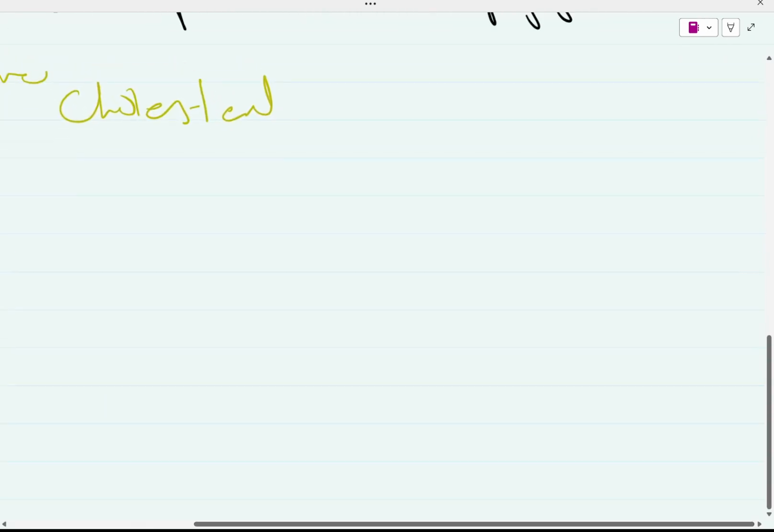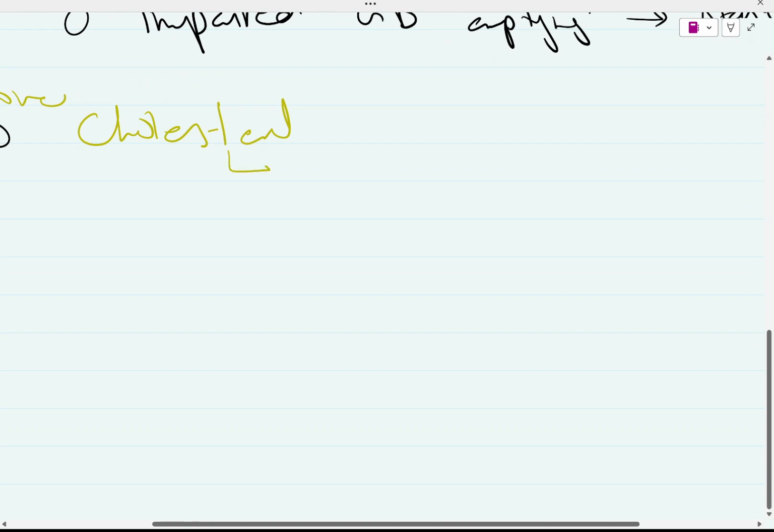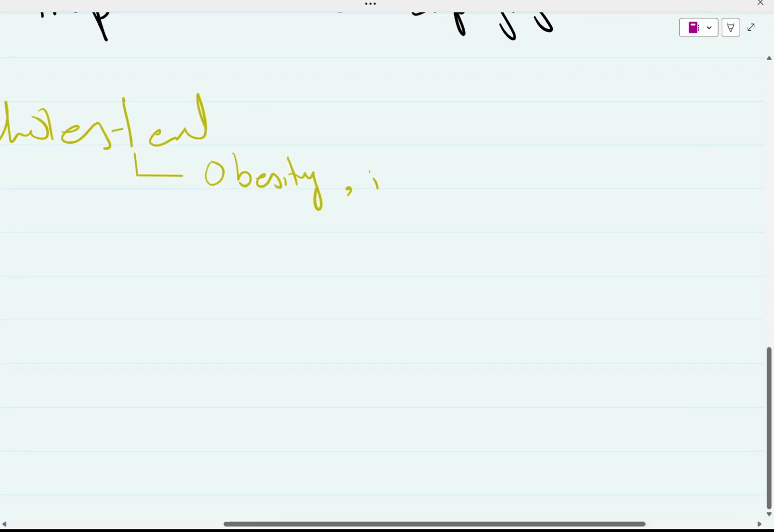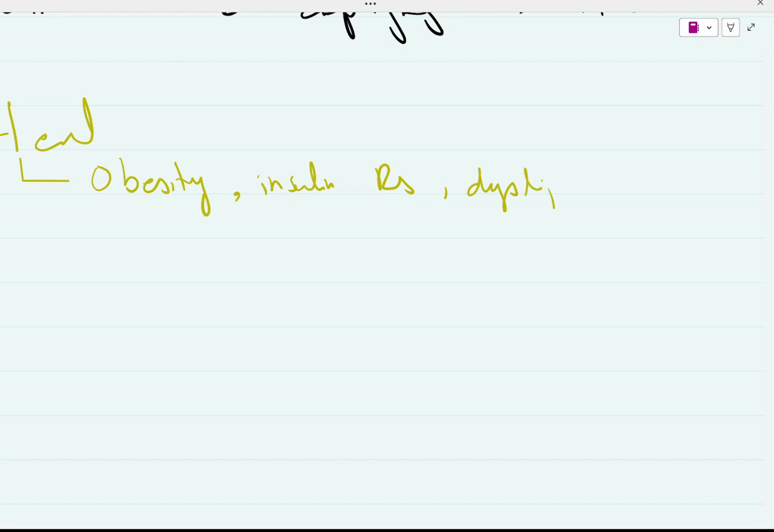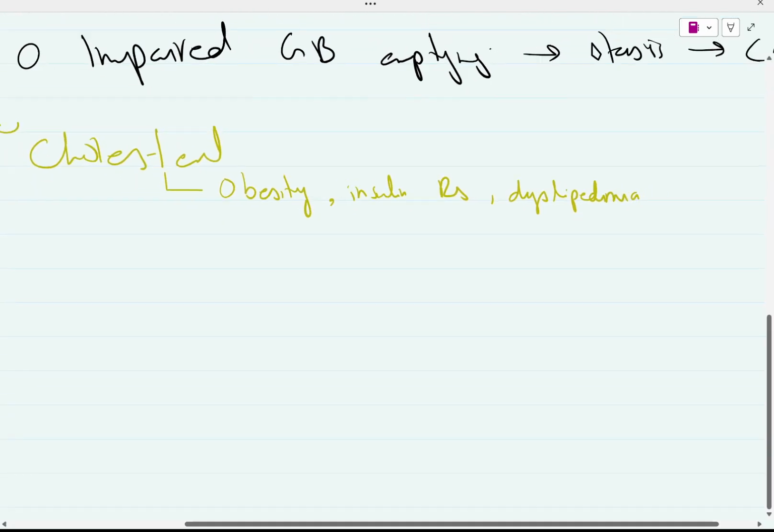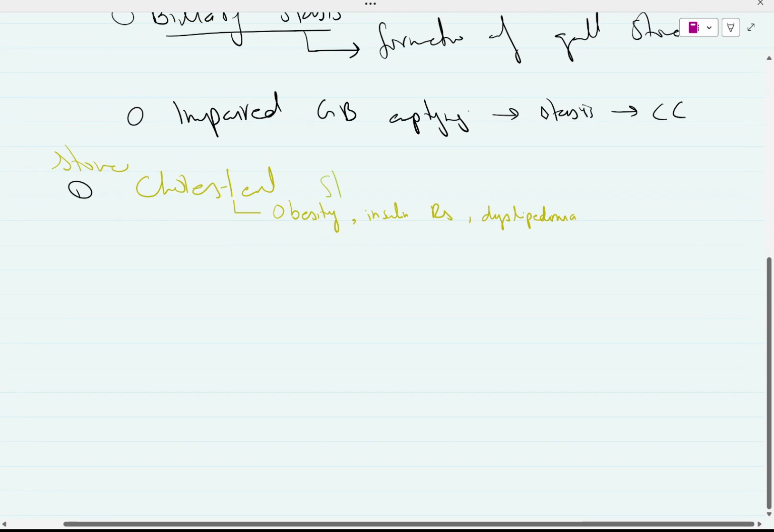How are cholesterol stones formed? There are risk factors. The first risk factor is obesity. A patient with obesity is hypercholesterolemic. The next risk factor is insulin resistance. The third is abnormal lipid metabolism, dyslipidemia, so the body is not clearing lipid normally. These risk factors lead to the formation of cholesterol stones.